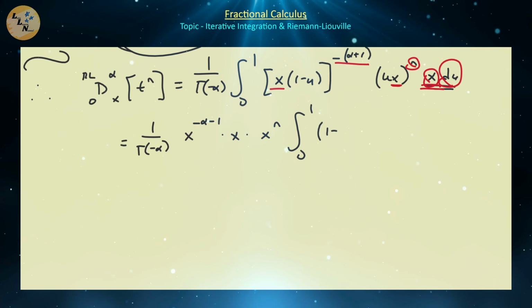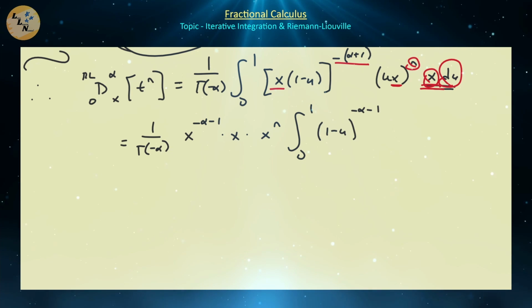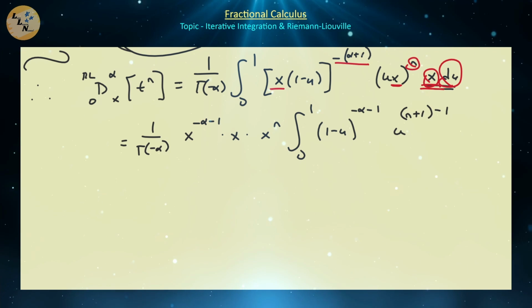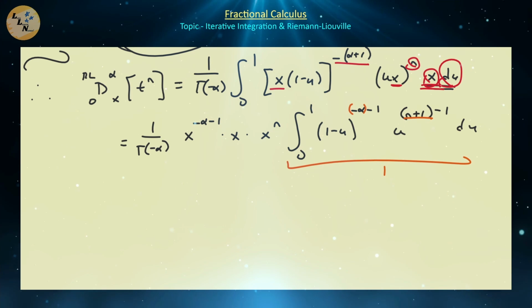So that's going to be equal to 1 minus u to the minus alpha minus 1 and then u to the n plus 1 minus 1 du. So notice that this is in beta form because we have something minus 1 and something minus 1. So this is precisely equal to a beta function evaluated at minus alpha and n plus 1.